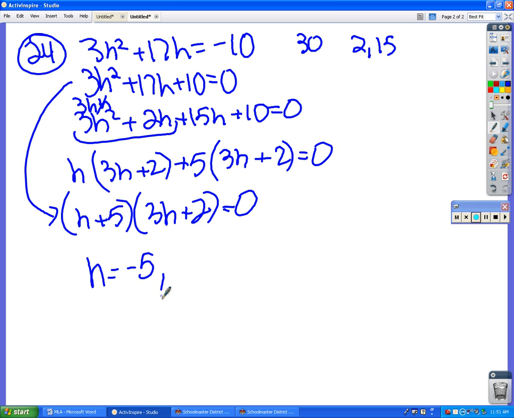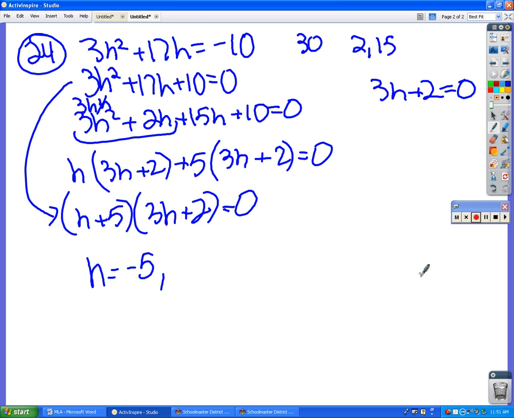Then to figure out the answer for the 3h plus 2, because there's a number in front, I'm going to write that off to the side and do the math separately. How do I solve that? I couldn't tell you. Yes, you do have an idea. We're trying to get the h by itself. How do I get the h by itself?